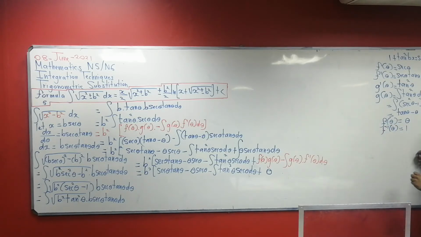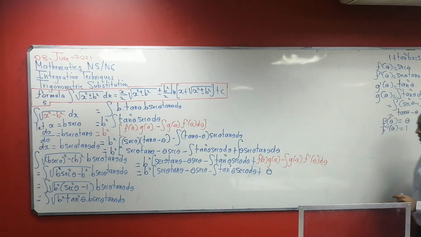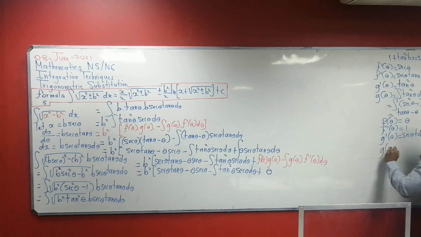Then I got my other factor here. I'm talking about this one here, which is sec theta tan theta. So g prime theta is equal to sec theta tan theta. So I want to get g. So I'm doing the reverse process here. If this is g prime, g means integrate sec theta tan theta. And this you will understand: if I integrate sec theta tan theta, I get sec.